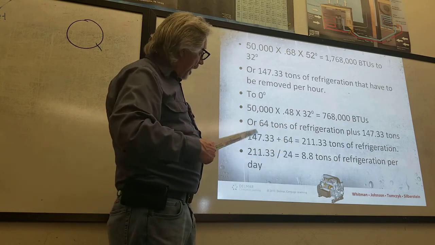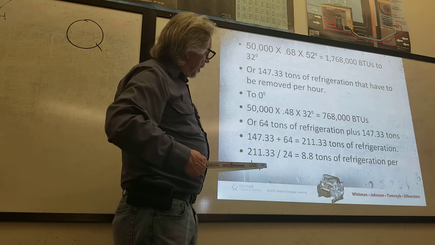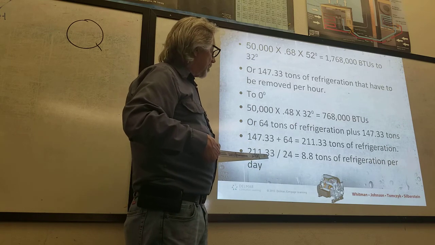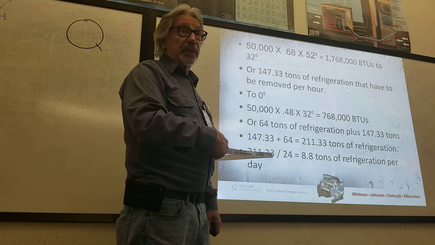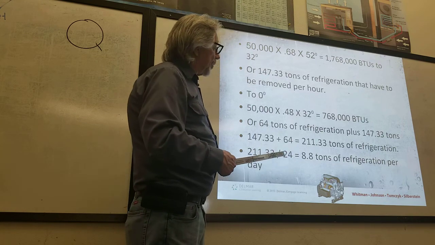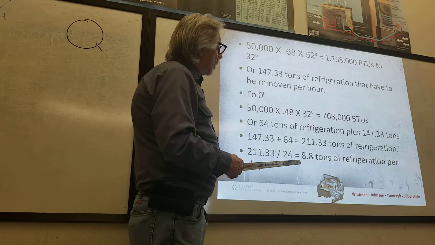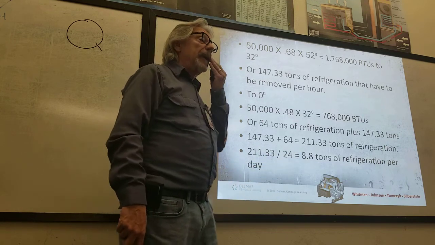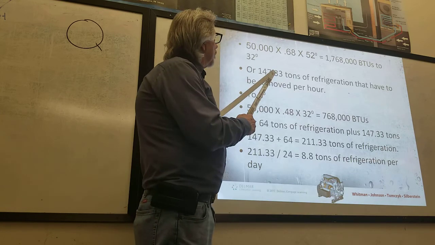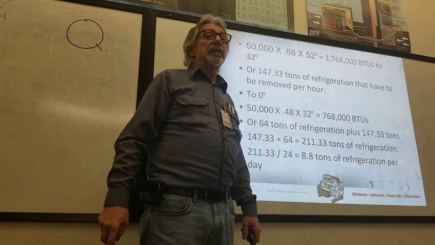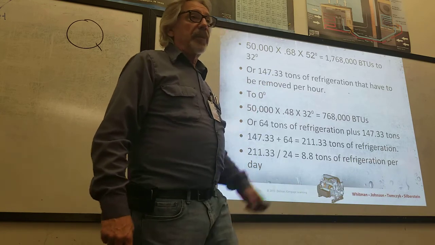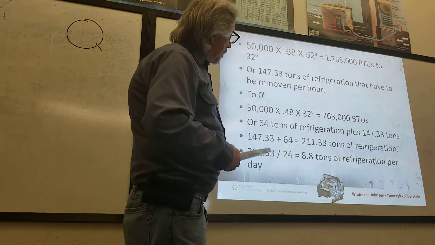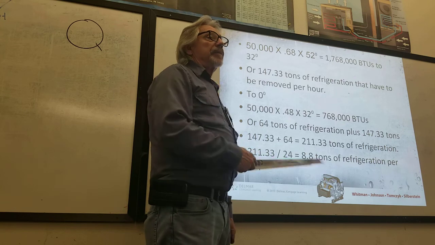Or we add these up and we come up with 211 tons of refrigeration per hour. So we divide it by 24 hours because refrigeration is sized by the day. So we've got 8.8 tons of refrigeration. And that's what's going to take that beef carcass that's 80 degrees from a slaughterhouse and bring it down to 0 degrees. That's what we're going to need, 8.8 tons of refrigeration.